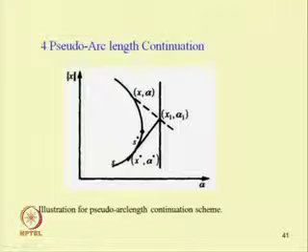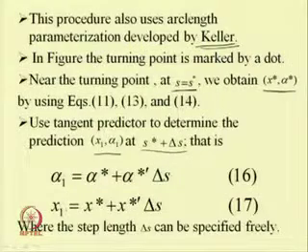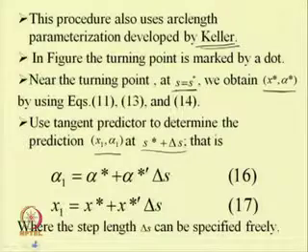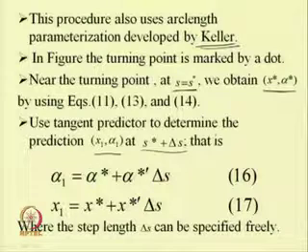So, we can get the tangent at x 1 alpha 1. So, this is the point x 1 alpha 1. Use the tangent predictor to determine the prediction x 1 alpha 1 at s star plus delta s, that is alpha 1 equal to alpha star plus alpha star dash into delta s, and x 1 equal to x star plus x star dash into delta s, where the step length delta s can be specified freely.